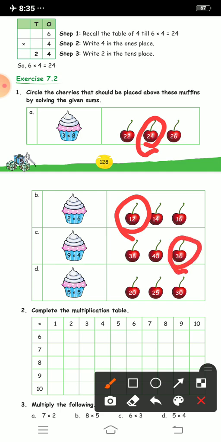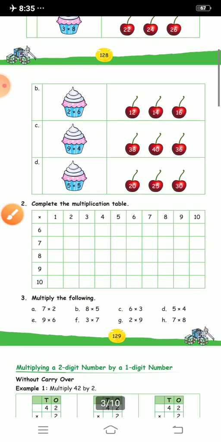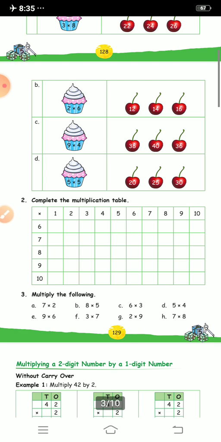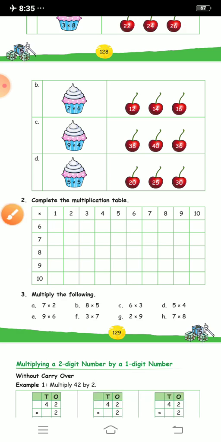Then it is 5 into 5. This you will do by yourself. And here you have to complete the multiplication table. Right? So you will complete the tables of 6, 7, 8, 9 and 10 like this. 6 ones are, then you will write here 6. Then 6 twos are, then you will write here 12. So like this you have to complete the whole table. It is your homework.